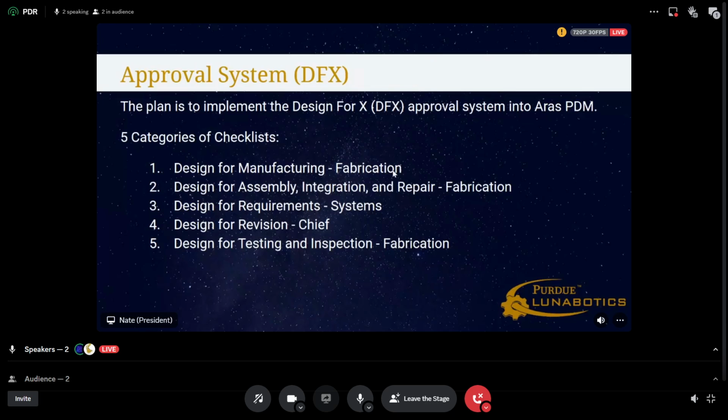There will be actual checklists for each of these categories, but the five categories we'll be looking at are: design for manufacturing, which will be the responsibility of the fabrication team; design for assembly, integration, and repair, which is also fabrication; design for system requirements, basically if you've met the system requirements, which is the responsibility of systems; design for revision, basically CAD and design standards, making sure that you're not placing random negative extrusions for holes, which will be for our chief engineer; and design for testing and inspection, which is also fabrication.